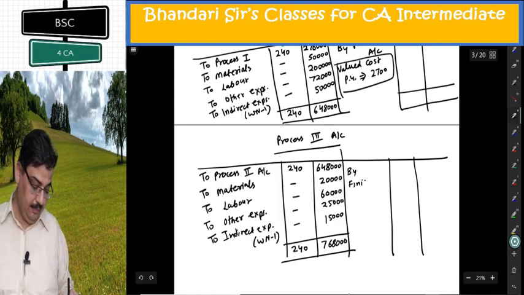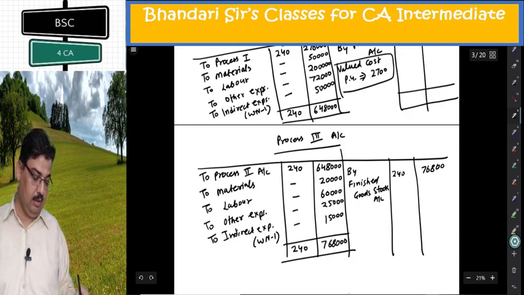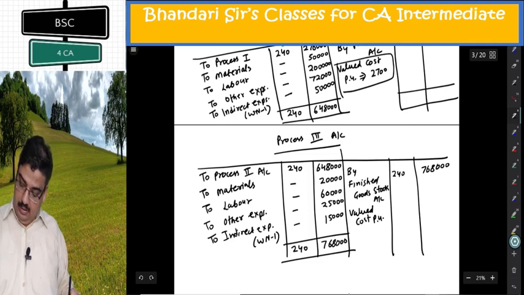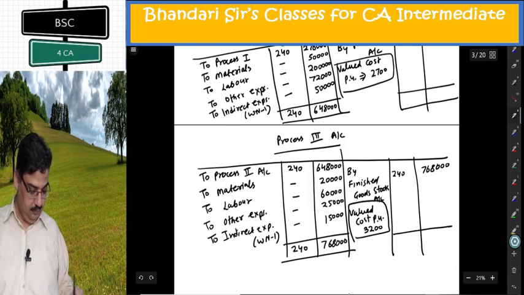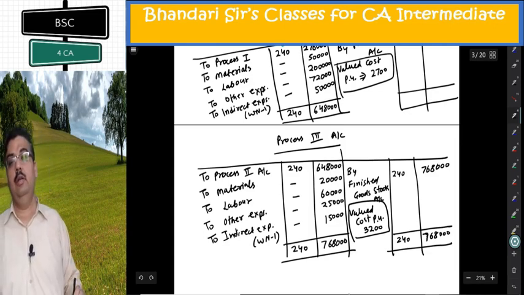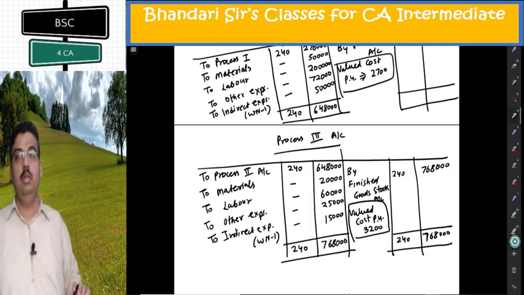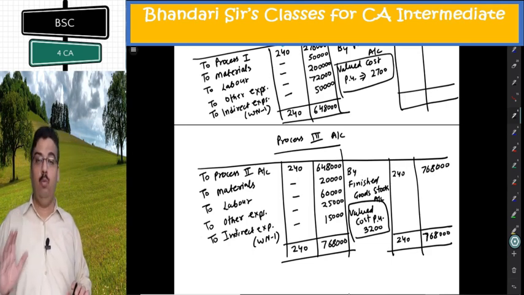By finished goods stock account, 240 units, 7,68,000. Last thing remaining, compute valued cost per unit. It is 3,200 that you will get. 7,68,000 for 240 units reaches 3,200 per unit. This is complete illustration number 1.